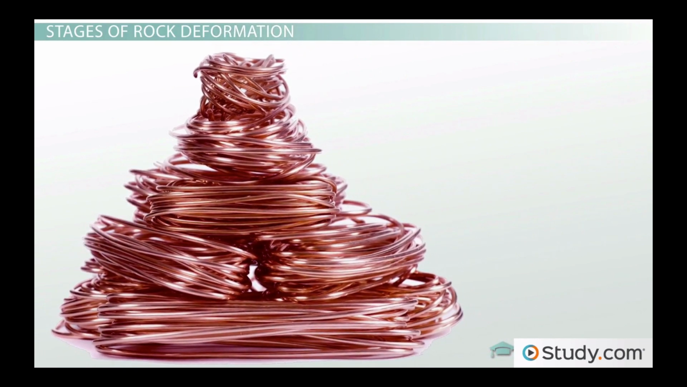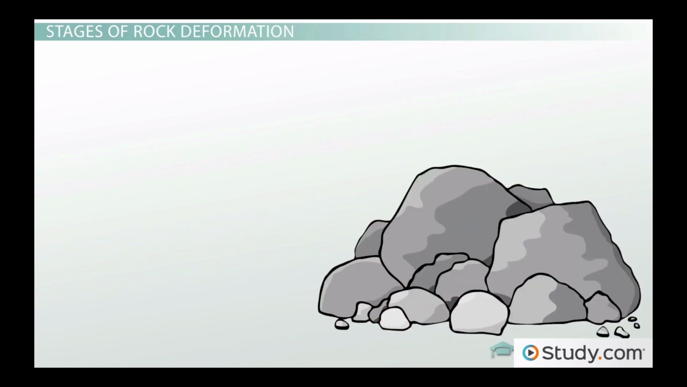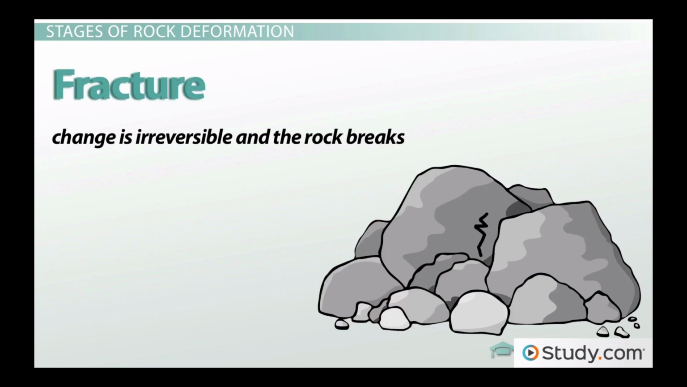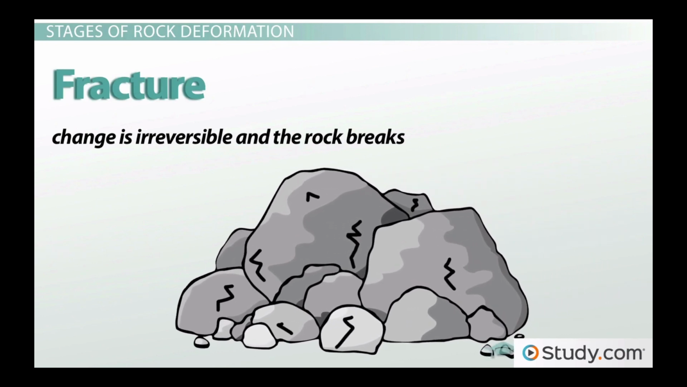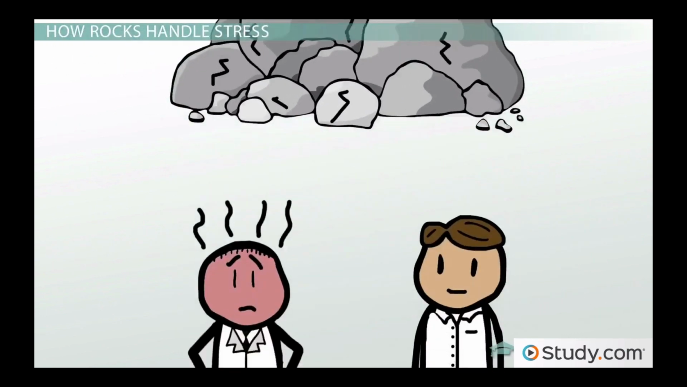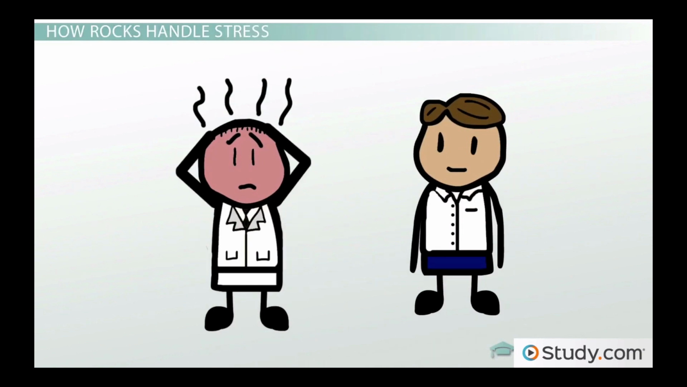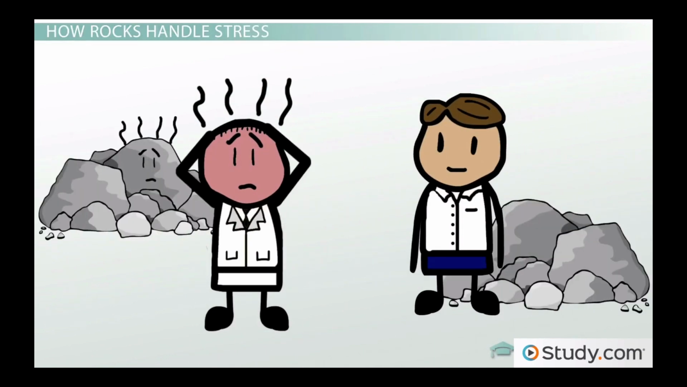Finally, if rocks are stressed enough, they fracture, which is when the change is irreversible and the rock breaks. If you fall down hard enough, you may fracture a bone in your body, and rocks experience the same thing when the stress is great enough. Some people handle stress better than others, and rocks are the same way. So, just like there are various types of rock stress, there are also different responses to the stress for different types of rock material.